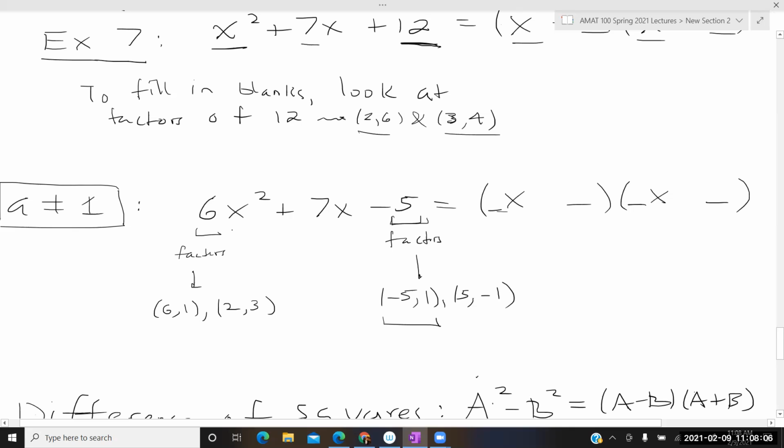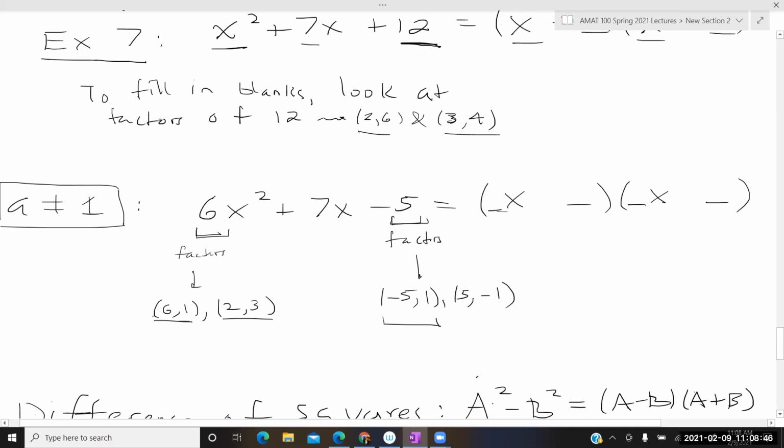We have to look at factors of this, but we also have to look at factors of this, because we want coefficients here such that when you multiply the outer terms, you get x squared, but you want the coefficient to be 6. So you have to look at factors of 6, and these are the only factors of 6: 6 and 1, and 2 and 3. For this one, you have 2 pairs, because the sign matters. And what you're going to do then is consider these pairs together and find the one that fits.